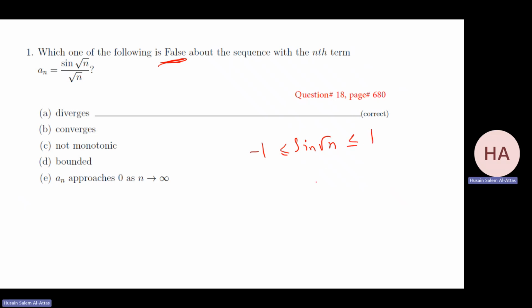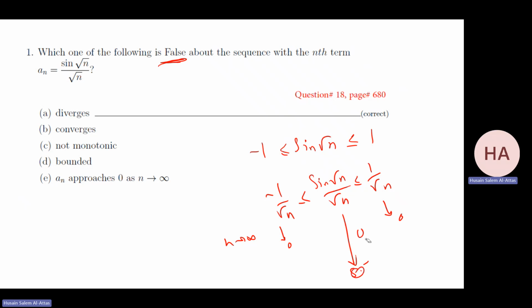Less than or equal to 1. So I can divide by square root of n. So as n goes to infinity, this goes to 0, this goes to 0. So this goes to 0 by the sandwich theorem, by the squeeze theorem. So it converges. All of these are correct. Actually, it's bounded. Sine is always bounded, and it's not monotonic because for the sine it will go up and down. So all of these are correct. So this is the wrong one. He wants the false.